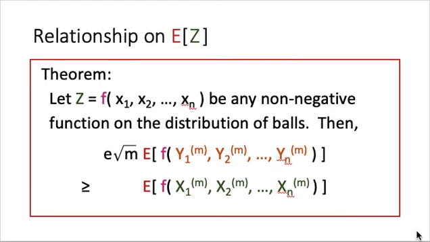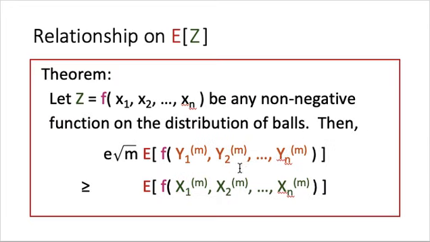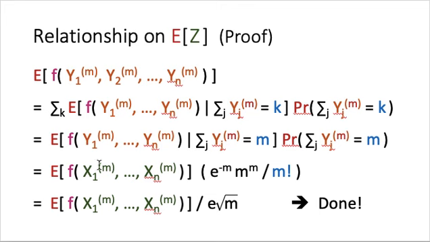So how do we prove this theorem? We start from the expected value of Z in the Poisson case because it is easier to analyze. By using the conditional expectation formula, this is going to be the summation of the conditional expectations, each of them weighted by the corresponding probability that it occurs.